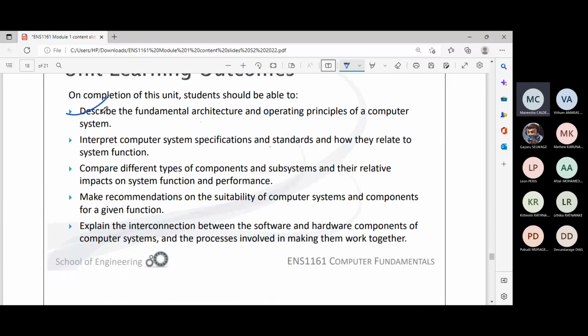We have covered most of the unit outcomes. Today was just a ground-up discussion, to get an overall idea about the subject and what we are focusing on, and so on. If you have any questions, feel free to ask.